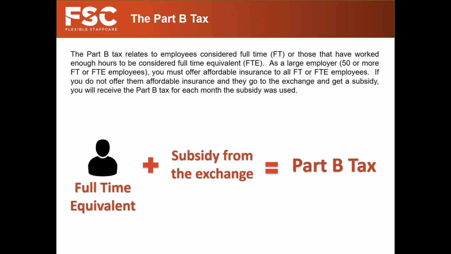The Part B tax is a bit more interesting. You must also offer an affordable MVP, also known as a bronze plan, to all of your full-time or full-time equivalent employees. If you don't, and they go get a subsidy in the exchange, you're going to have a fine or a tax for each month the subsidy was taken. There are multiple ways to define when an employee is full-time equivalent. One of the more direct ways is 1,560 hours in a year.